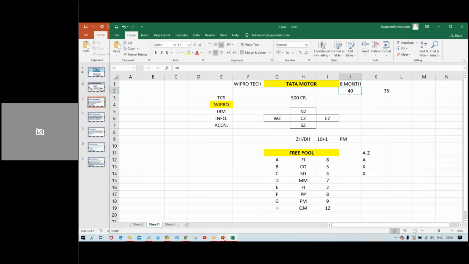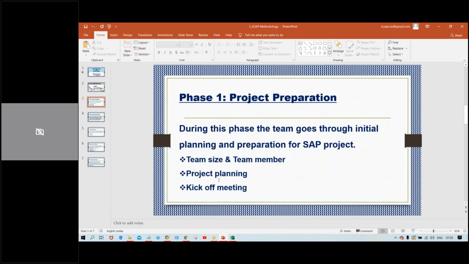Now what next? Then project planning, already I explained. Planning about the project, how smoothly it is going to proceed further, right? And apart from this, we have a kickoff meeting. Kickoff meeting means what? Let's suppose 90% of the consultants have already visited and reached the client locations. So in that case, guys, one internal meeting is going to be conducted.